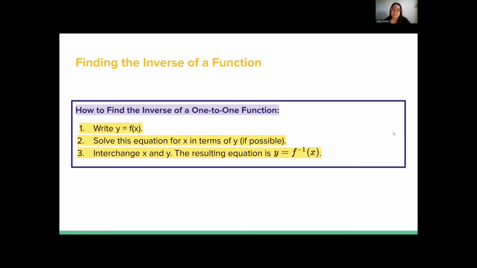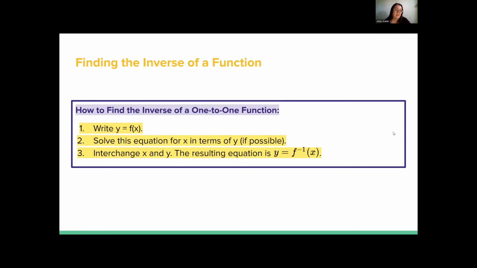Step 2, you would solve the equation for x in terms of y. So you would have y equal to some expression with x. You would need to solve for x. So everything that's being done to x, you would reverse that, undo it, and do it to y. And that is if possible. If it's not possible, then you're pretty much done.